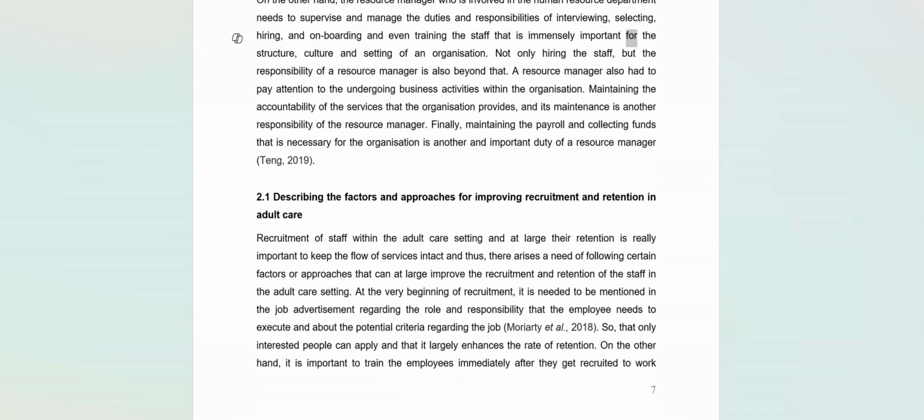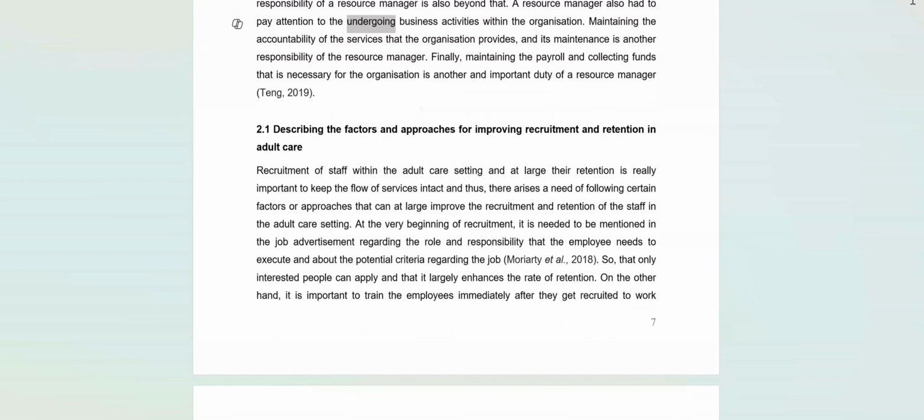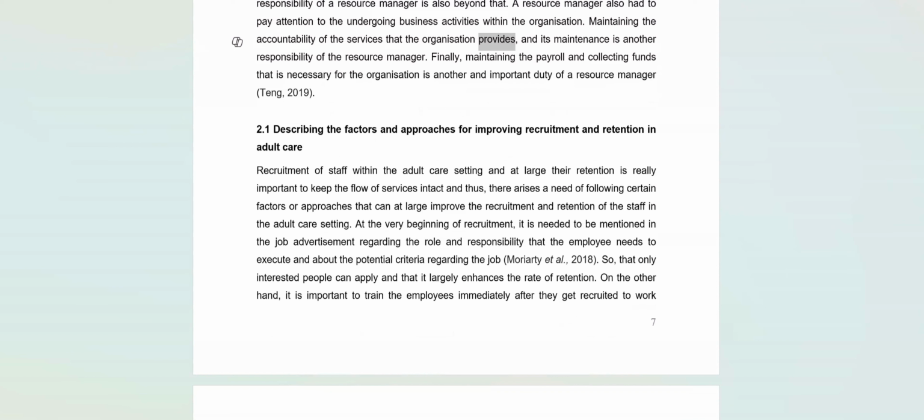Not only hiring the staff, but the responsibility of a resource manager is also beyond that. A resource manager also has to pay attention to the ongoing business activities within the organization. Maintaining the accountability of the services that the organization provides and its maintenance is another responsibility of the resource manager. Finally, maintaining the payroll and collecting funds that are necessary for the organization is another important duty of a resource manager. Teng, 2019.